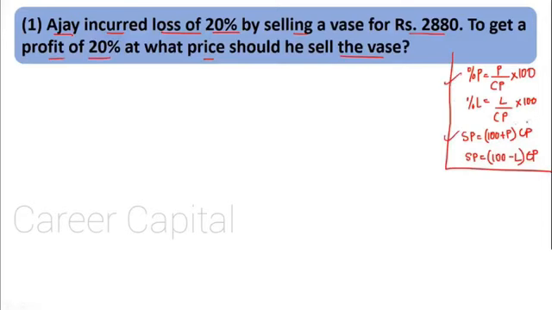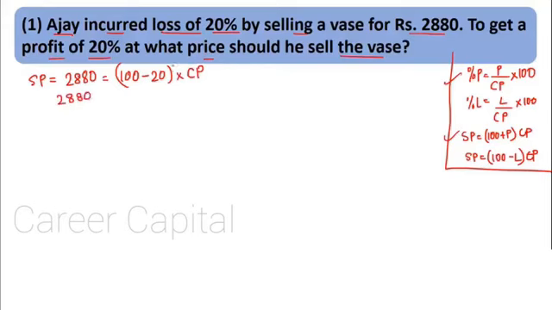Okay. Now over here, what are they saying? Ajay incurred loss of 20% by selling a vase for rupees 2880. So what is the selling price over here? 2880. What do we know? They have given the loss percentage, right? Do we know the cost price for the vase? No. Let's see if we can find it out. Selling price is what? 2880. We know the selling price formula is 100 minus the loss percentage, that is 20, multiplied by cost price. So what will we get?